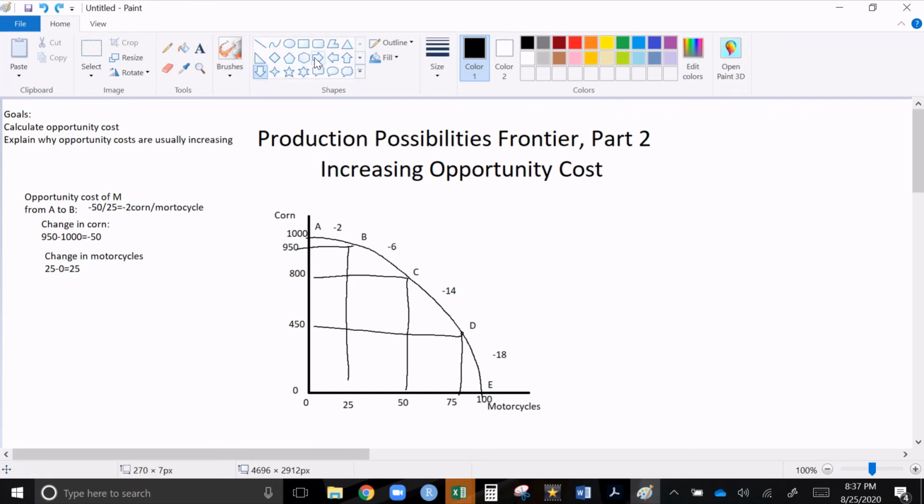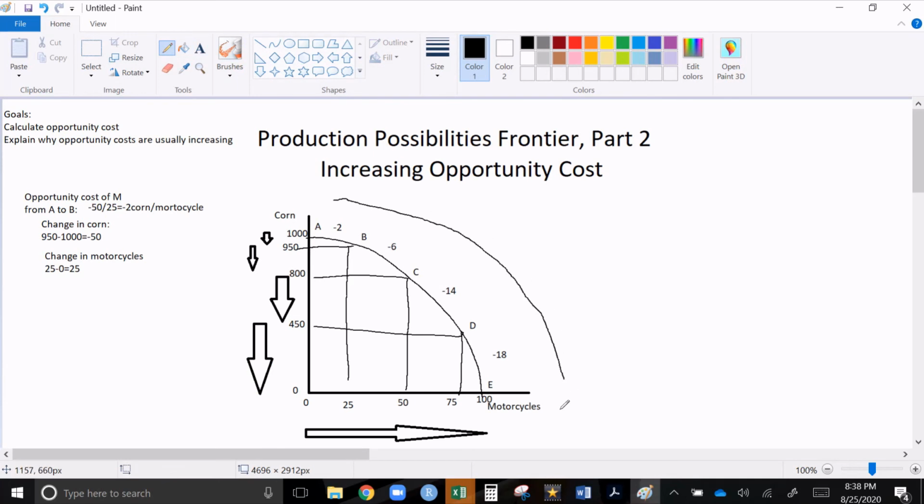So what does that tell us? It tells us that as we increase our motorcycle production, corn is always decreasing because we're shifting along this curve, but is decreasing faster and faster. It goes down a little bit, and then it goes down a little bit more, and then it goes down a lot more, and then it goes down a lot more. So as motorcycles increase, corn starts falling off faster and faster. That's increasing opportunity cost, and that will be present whenever our production possibility frontier has this bowed out shape.